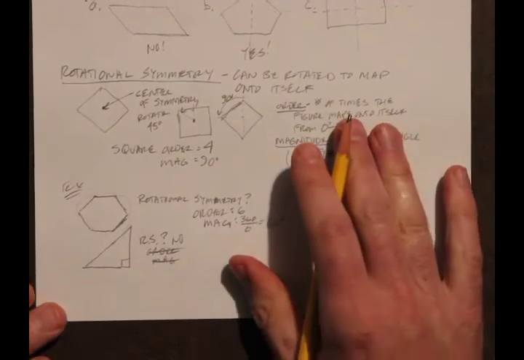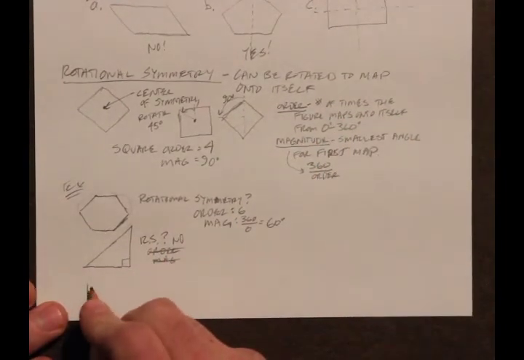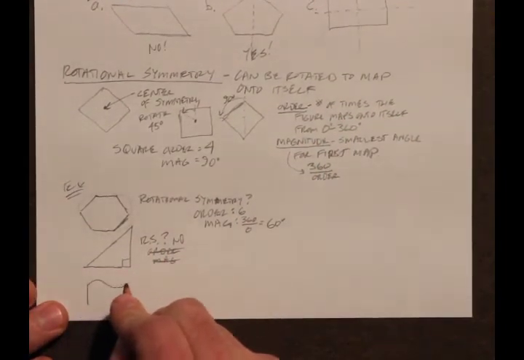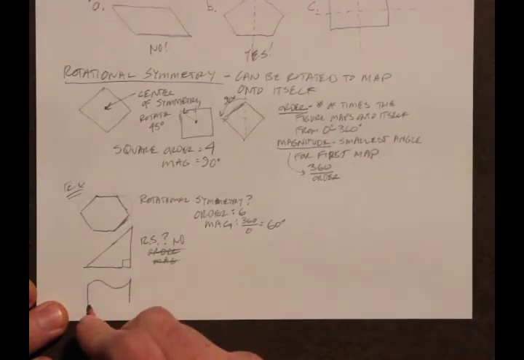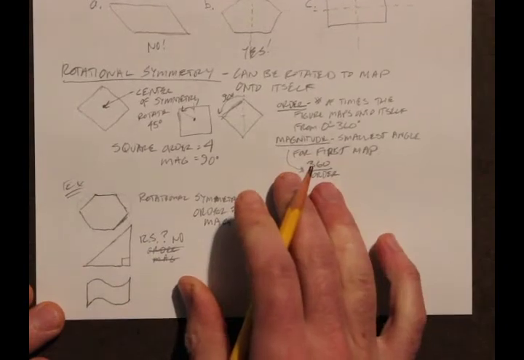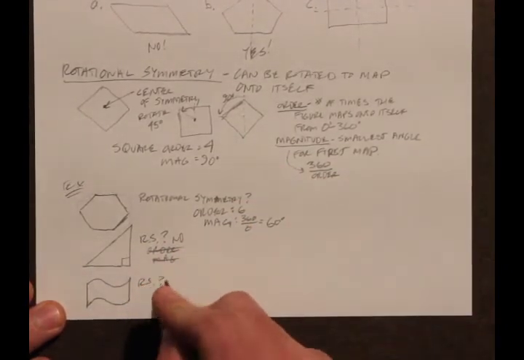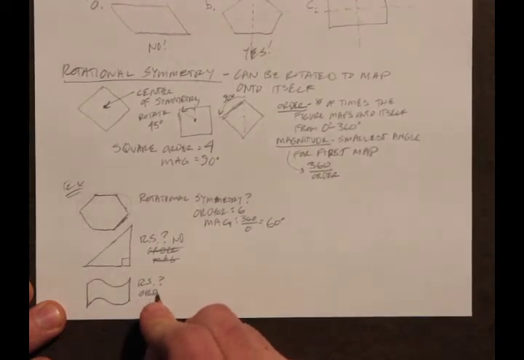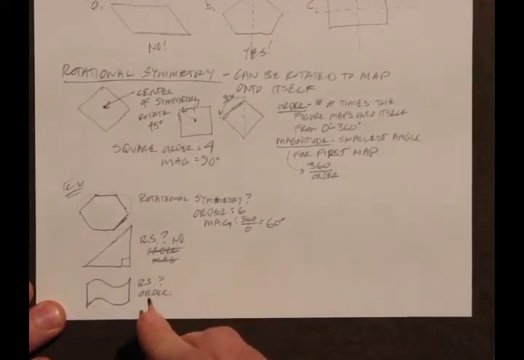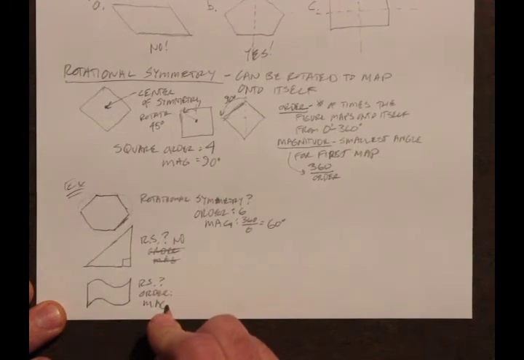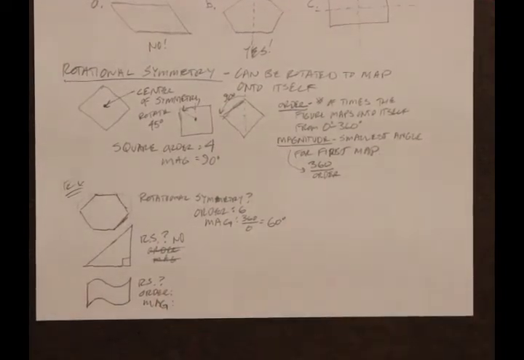How about this shape? Kind of like a flag shape. All right, so now does this one have rotational symmetry? And if it does, what is the order and what is the magnitude? Let's think about that for a second.